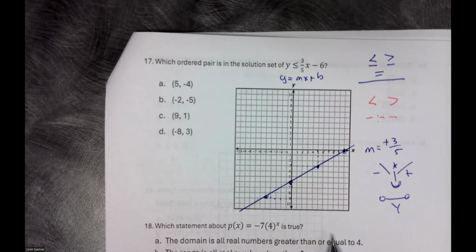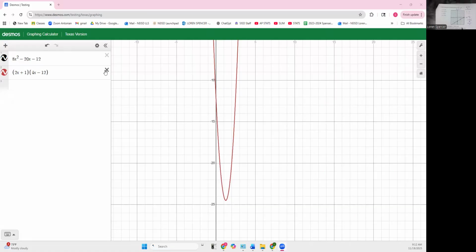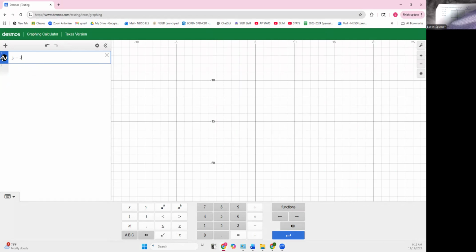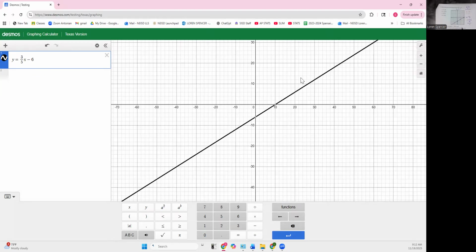So sharing. And we have y equals 3 divided by 5 x minus 6. Unfortunately, Desmos does not let us put the inequality in. Also doesn't like caps lock. There we go, there's our line.